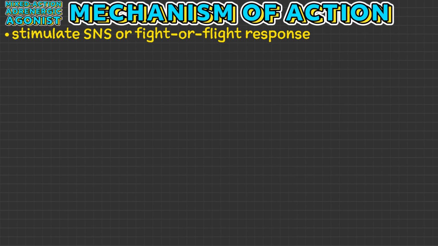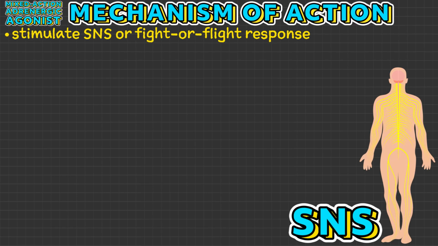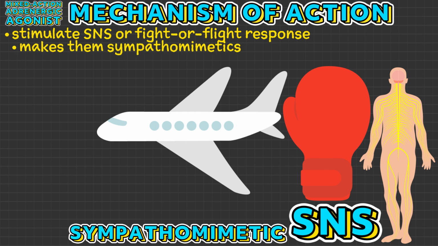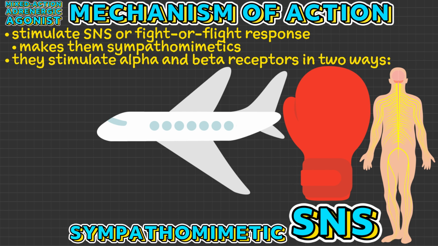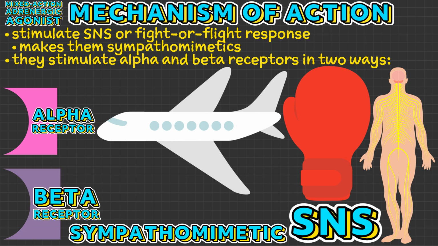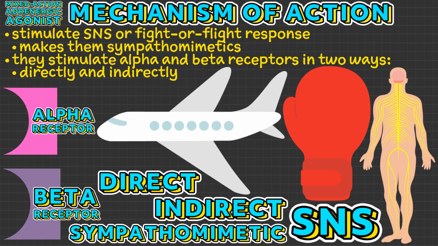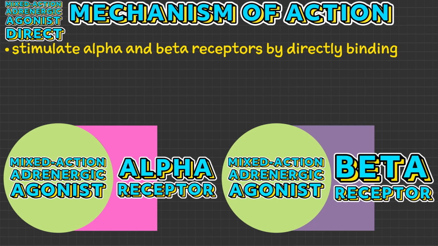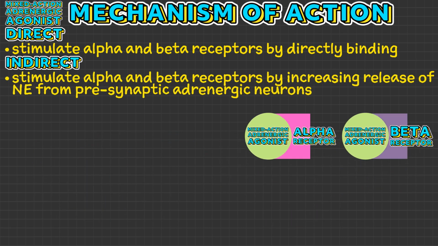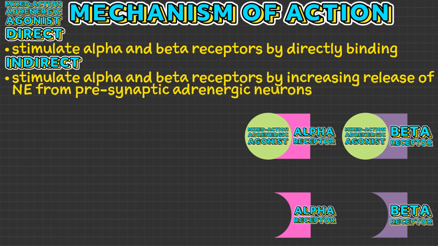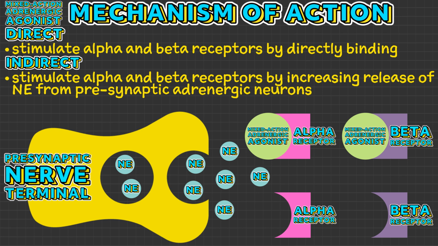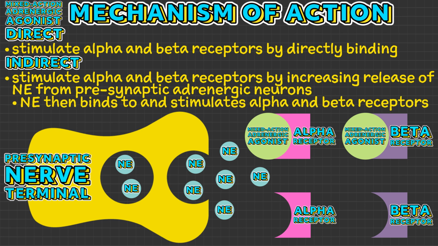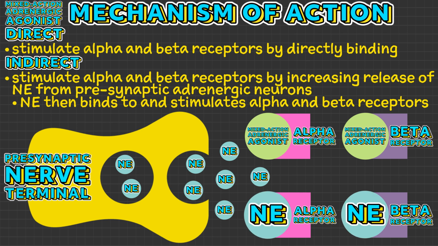Mixed-action adrenergic agonists stimulate a sympathetic nervous system or fight-or-flight response, making them sympathomimetics. They stimulate alpha and beta receptors in two ways, directly and indirectly. They directly stimulate alpha and beta receptors by binding to them, causing stimulation, whereas they indirectly stimulate alpha and beta receptors by increasing the release of norepinephrine from presynaptic adrenergic neurons. The released norepinephrine then binds to alpha and beta receptors, leading to further stimulation.